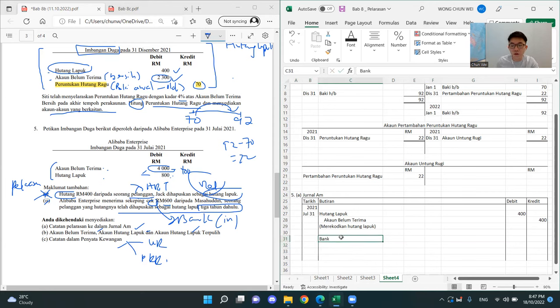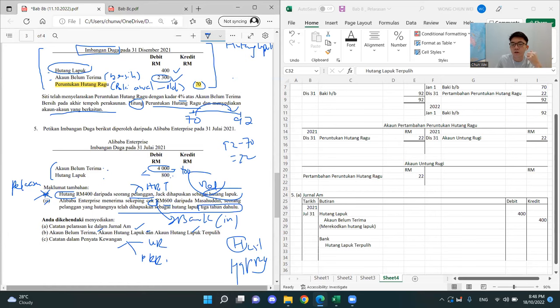So I have to debit my bank. So after you debit your bank, you have to credit what? You have to credit the hutang lapuk terpulih. And we all know that a hutang lapuk terpulih is a hasil. Why? Because when you menerima wang, how do you feel? You feel happy, happy hasil. Hasil is also for happy. Correct or not? So that's why hasil is on the credit side. Therefore, we credit the hutang lapuk terpulih. So how much? It is 600, right? So you put 600.